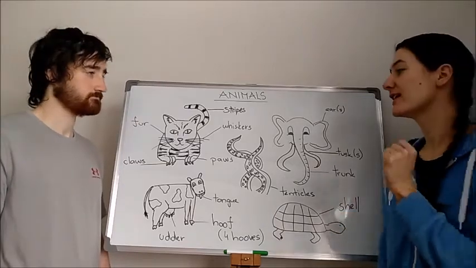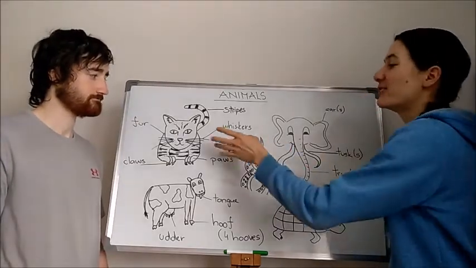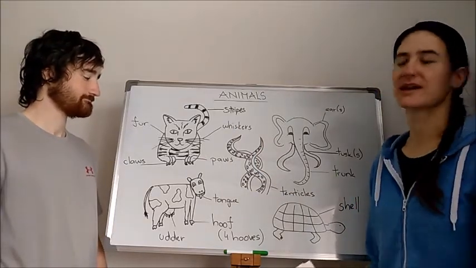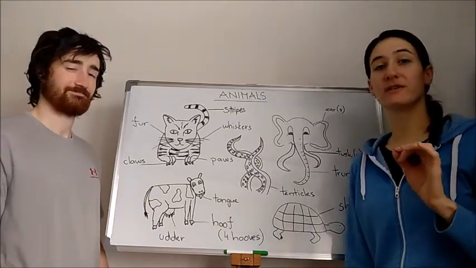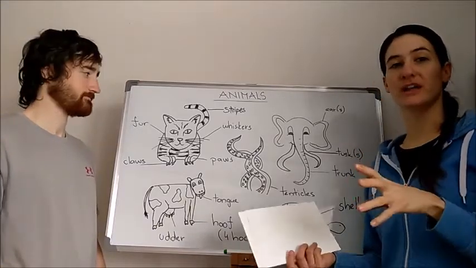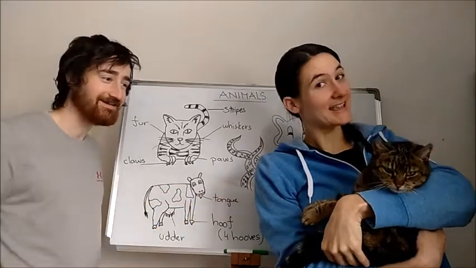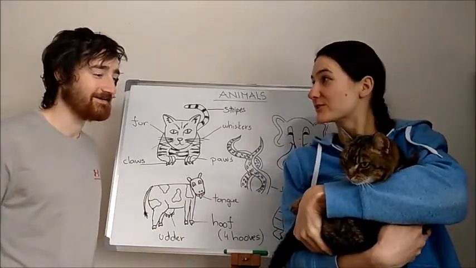We will have a look at our cat. I know it looks like a tiger. It doesn't really matter. It can be a cat or a tiger. And we will try to have a look at what parts of the body a cat has. So here we have Kitty. This is a cat. Paddy, do you want to describe Kitty?